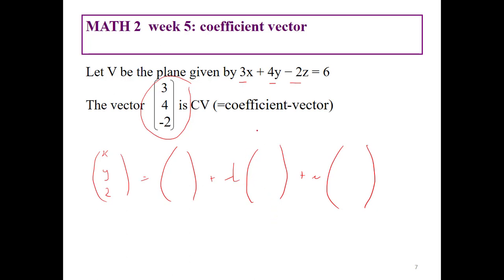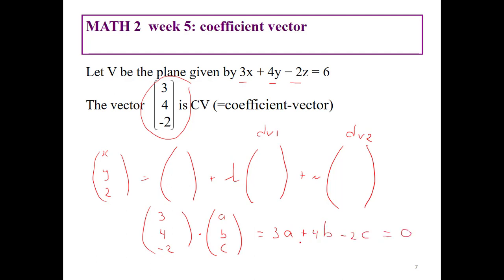Okay, so if I know that the direction vectors are perpendicular to the coefficient vector, can you figure out some vector which is perpendicular to this one? And let's make life easy for us. So apparently (3, 4, -2) dot product with some other vector, let's call it (A, B, C), should be 0. So 3 times A plus 4 times B minus 2C should be 0. Okay, and we can have a choice. We can choose whatever we like.